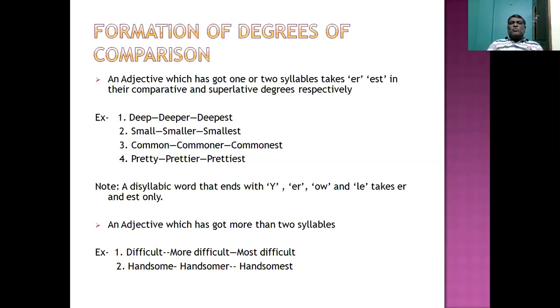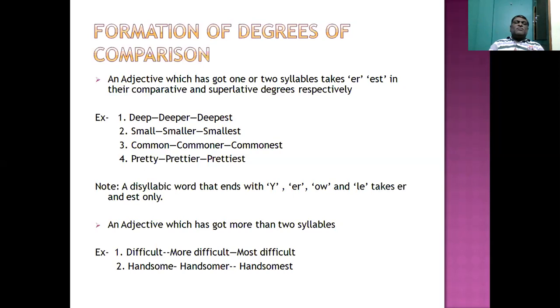So I told you that I would talk about the exception later. What is that exception? A disyllabic word, a word which has two syllables, if it ends with y or er or ow or le, such kind of adjectives only will take er, est. All the other adjectives with two syllables also will fall into a different category. So it is a controversy. So you can remember it this way: a word which has one or two syllables will take er, est mostly, and an adjective which has more than two syllables will take more and the most.